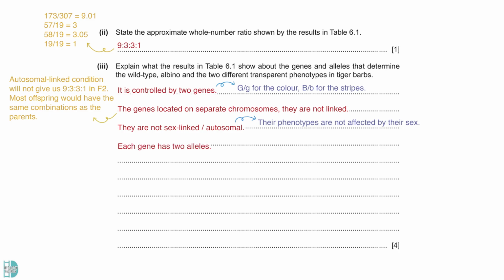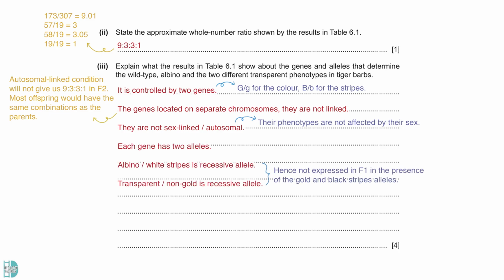Each gene has two alleles. White stripes and transparent alleles are recessive. They cannot be expressed in the F1 generation in the presence of the gold and black stripes alleles. The wild-type alleles mask them. So, the wild-type is dominant for both genes.